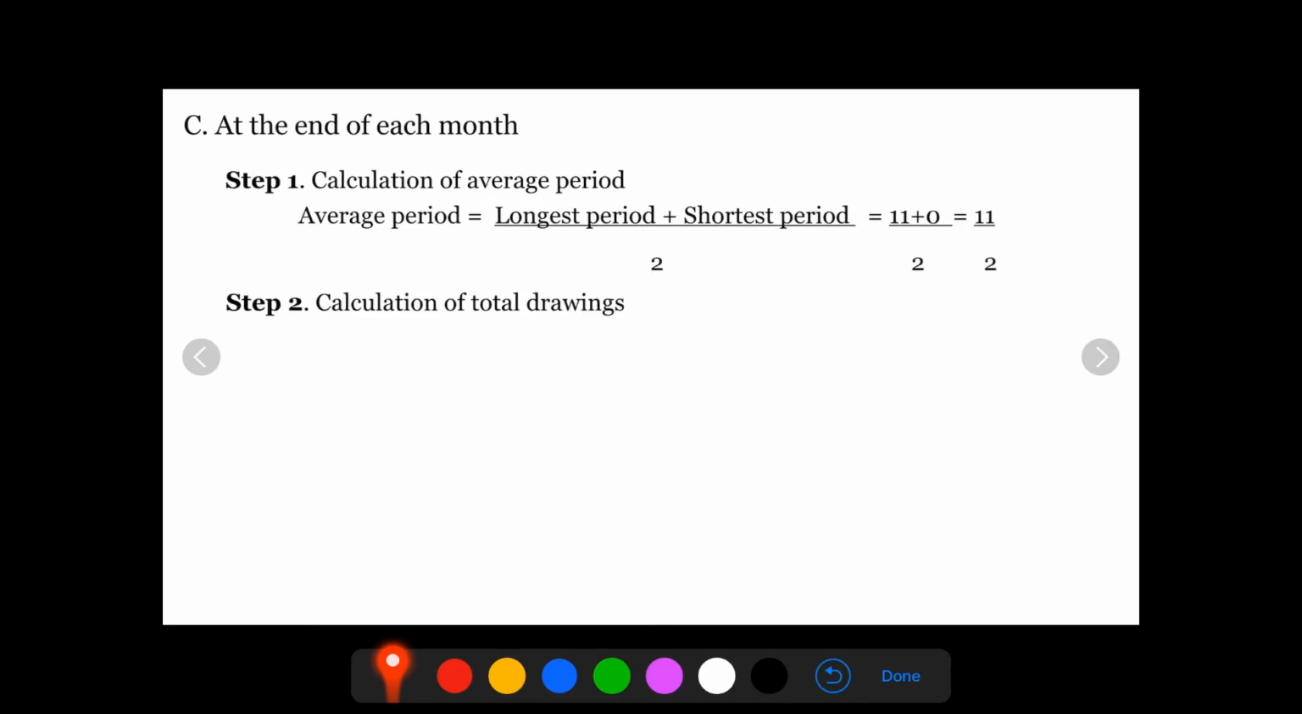Let's proceed with step 2, calculation of total drawings. What is the amount of drawing per month? It is 1000 per month, and for 12 months he is withdrawing. 30th of April, 31st of May, so starting from April till 31st of March he is withdrawing for 12 months. So the amount is 1000 into 12, which is 12,000.